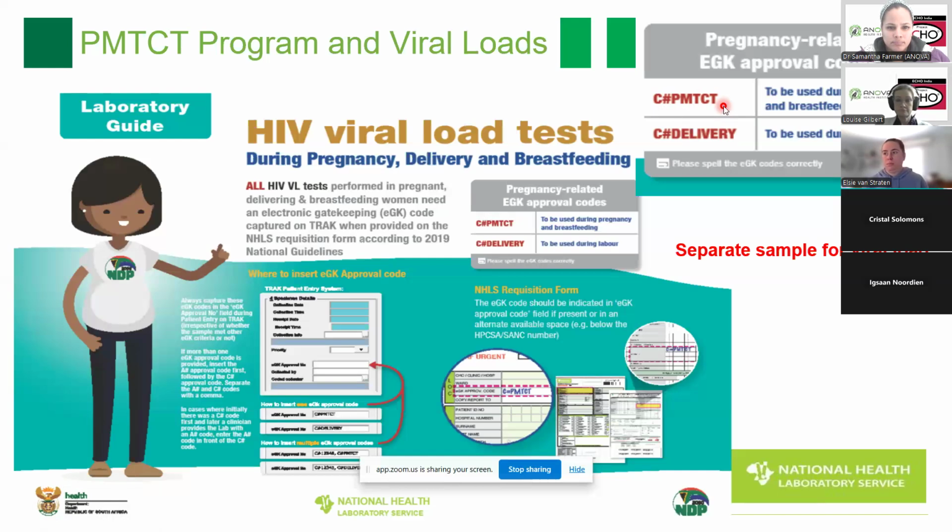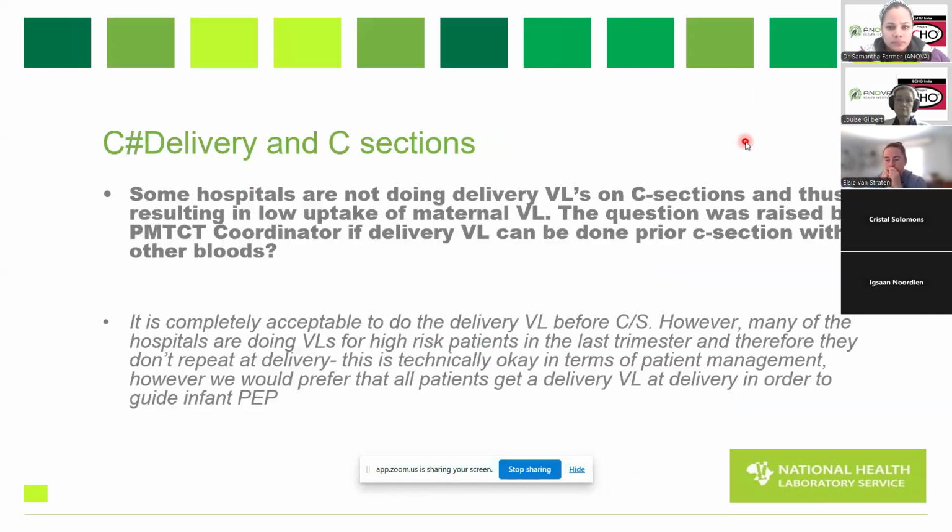Sometimes the C# delivery is the one that's not done. So in cases of HIV positive pregnant mommies, if you're asking for their viral loads, please put on the codes C# PMTCT, C# delivery. This will override the rejection. So in this instance, you can ask for a viral load before the period that's normally prescribed for viral load, which is 3 months.